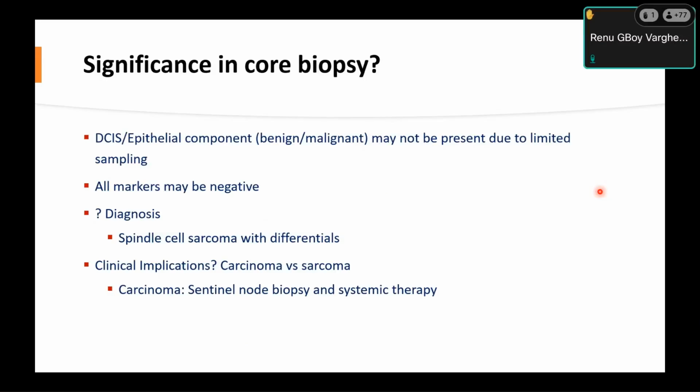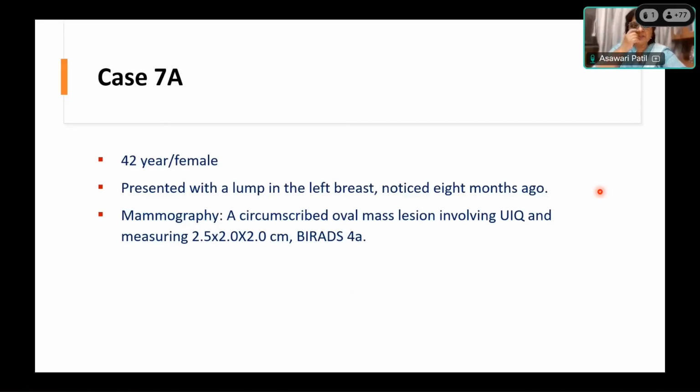Okay, fine. So I think I'll go for the last two cases together. The first one was a 42-year-old female presented with a lump in the left breast, which was noticed 8 months ago, and this was a 2.5 centimeter BI-RADS 4A circumscribed oval mass in the upper inner quadrant. And this is the biopsy.